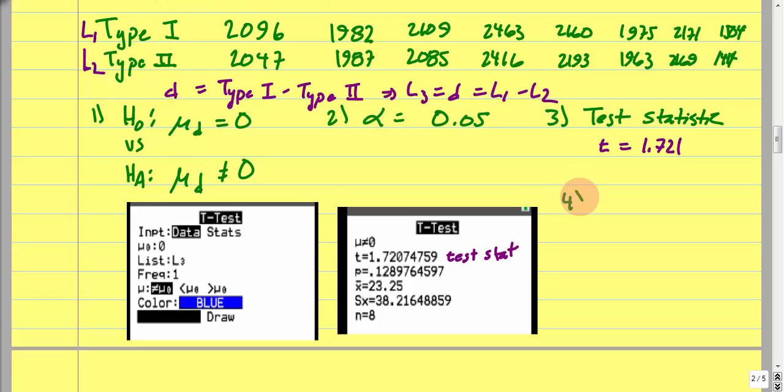Now my fourth step is to calculate the p-value. Our p-value is given to us in this case. Because this is a two-tailed test, it's already been doubled, and it is 0.129, we'll say. We'll round this to 3 places.